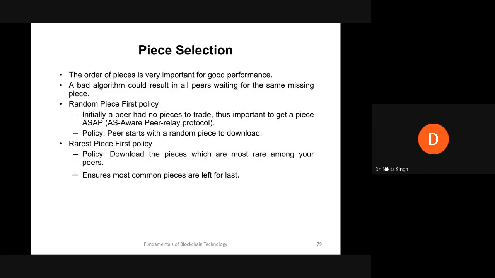Now let us see the piece selection algorithm. The overall goal of BitTorrent is to enable fast download of the entire file. But the challenge here is that since we are part of a P2P network, the peers come and go. That is, the peers present on our peer-to-peer network are not permanent. They come and go as they please. That is, we have a transient population of nodes.